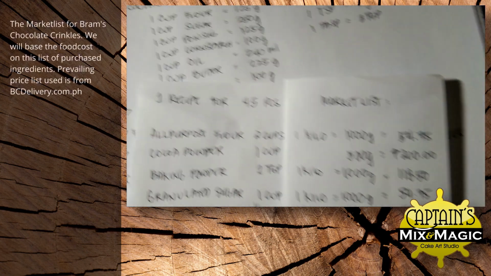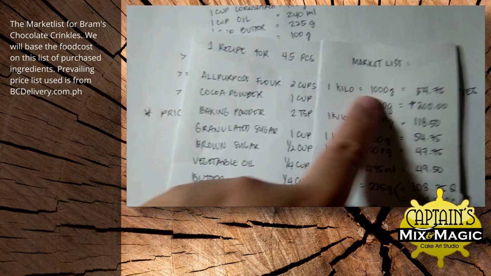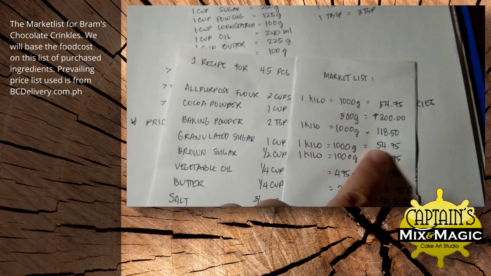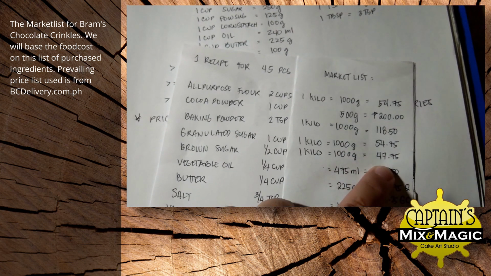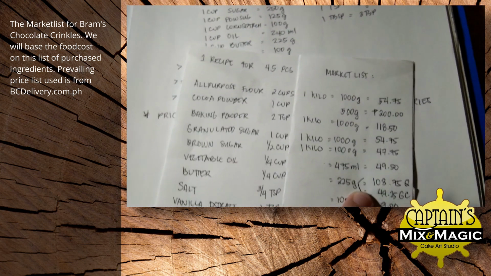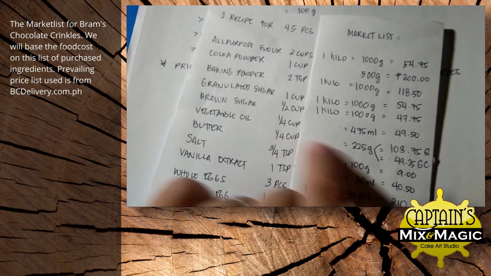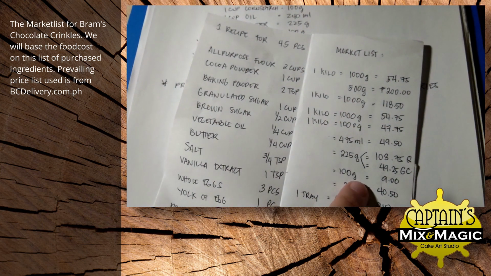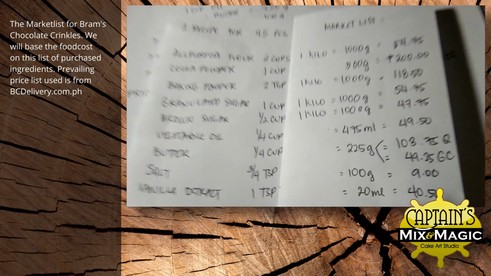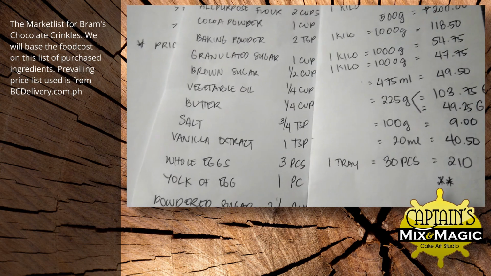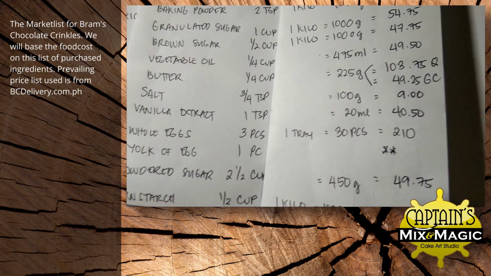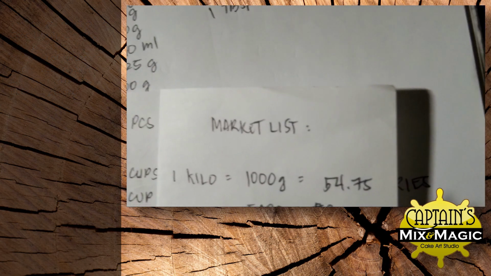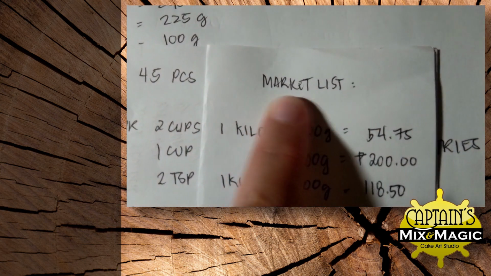I've created this market list using the prices posted in bcdelivery.com.ph. So as you can see, it's 54.75 per kilo of granulated sugar, 49.50 for 475 ml of vegetable oil. So you see how much is presented here. I have two values for the butter because sometimes we use butter and sometimes we use butter compound in our cookie recipes. You will see the Q stands for Queensland butter, the GC is Golden Crown butter compound.